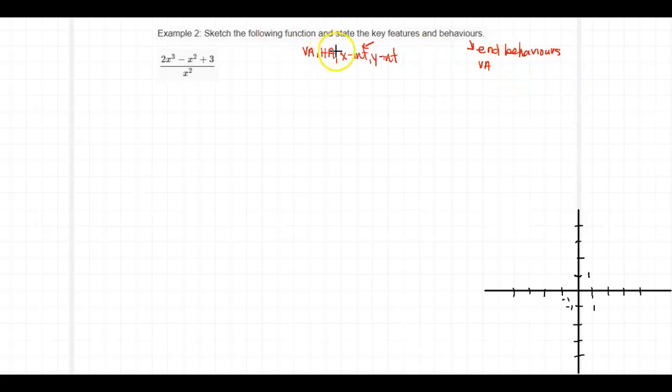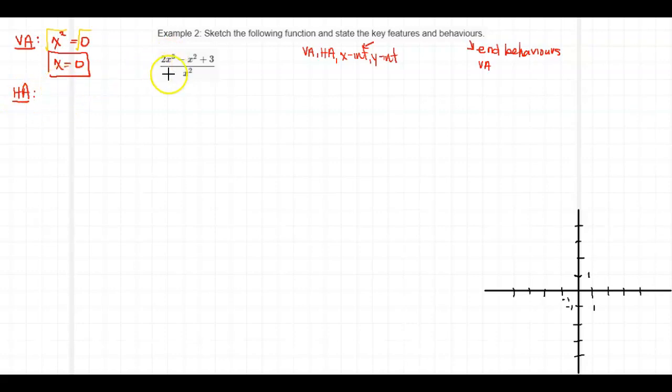So let's start with the horizontal and vertical asymptotes. So, and I'll do that over here. So for the vertical asymptote, we're going to take the denominator here, which is x squared, and we're going to set it equal to 0, and we're going to solve. Well, all we have to do for this is square root both sides, leaving me with x equals 0 as my vertical asymptote.